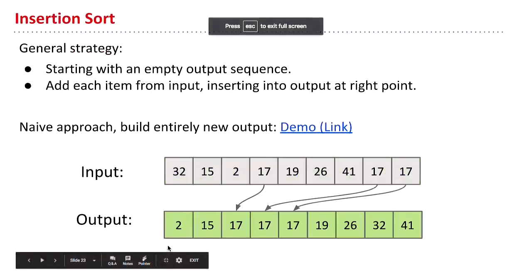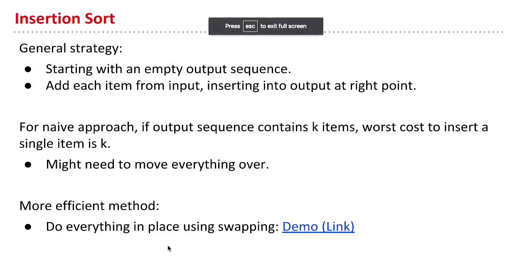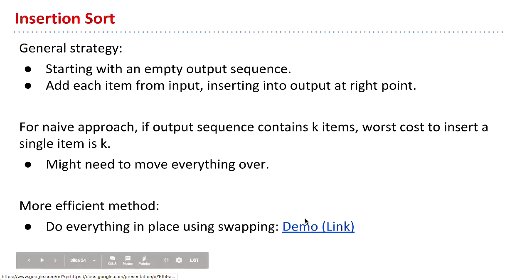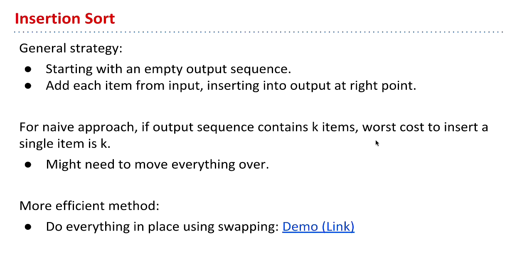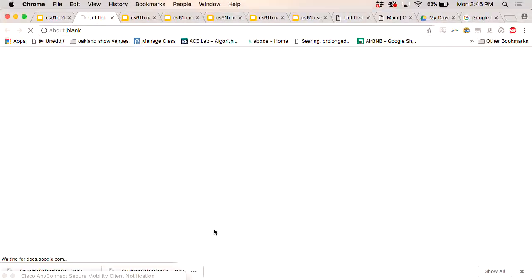All right, so that's insertion sort. You can do this in place using swapping. I'll do a little demo of this in a moment. But for this naive approach, where the output sequence contains k items, inserting a single item is going to take k time. If we actually have another data structure and we have to put a number in and slide everything over, that could be slow. So let's see a more efficient way that uses swapping.